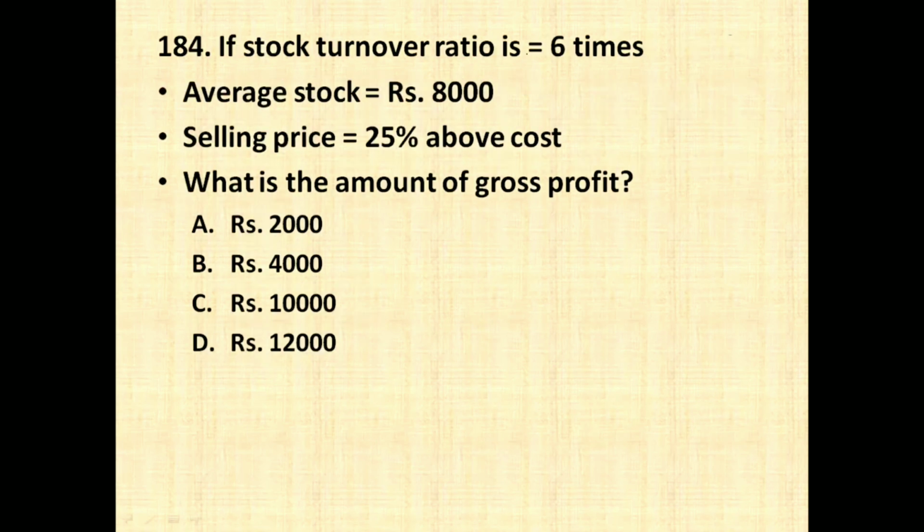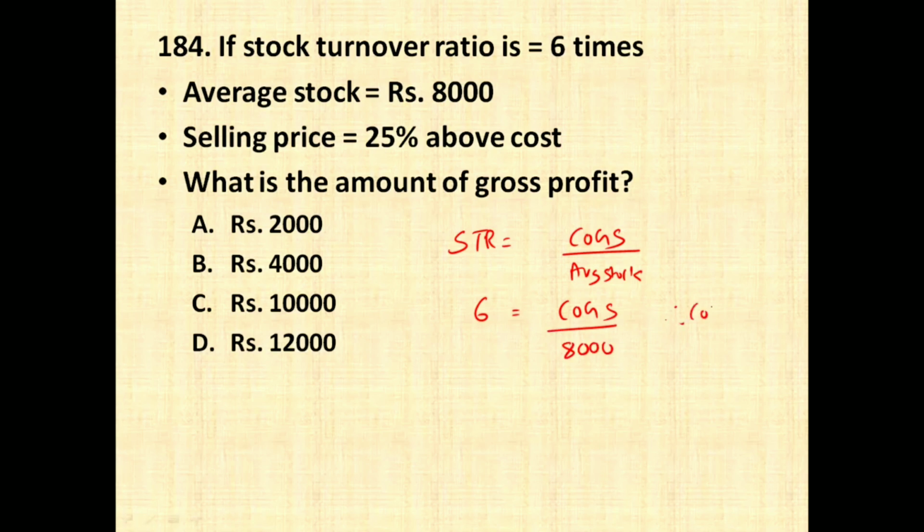If the stock turnover ratio is 6 times, average stock is 8,000, and selling price is 25% above cost, what is the amount of gross profit? So stock turnover ratio is nothing but cost of goods sold divided by average stock. In this case, stock turnover ratio is 6, cost of goods sold we do not know, and average stock is 8,000. Therefore, cost of goods sold is going to be 8,000 into 6. When we multiply this, that is 48,000.